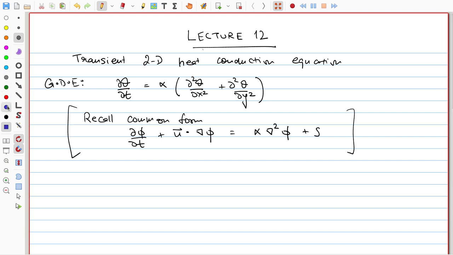in this case we have the transient term del theta by del t, and we have the diffusive term which is the Laplacian of theta. Since we have 2 spatial dimensions, del square phi becomes del 2 phi by del x2 plus del 2 phi by del y2.